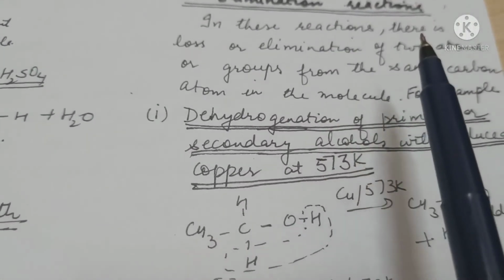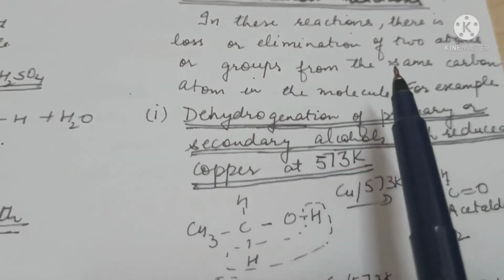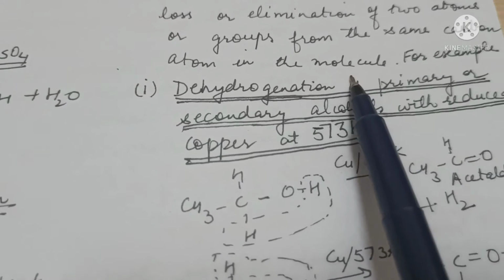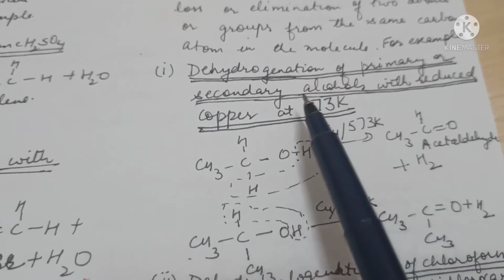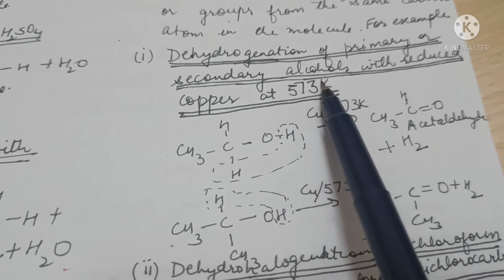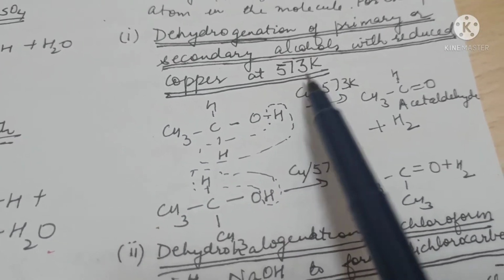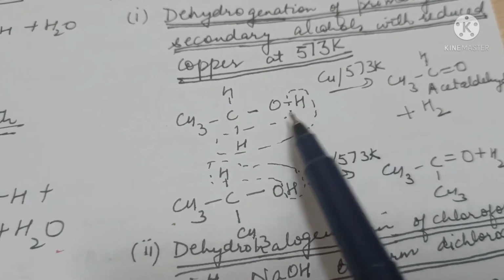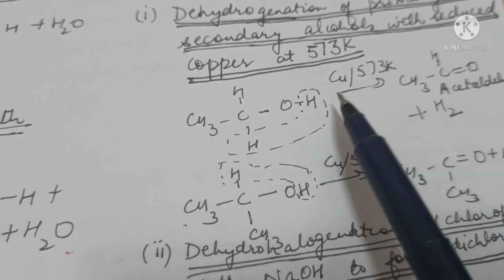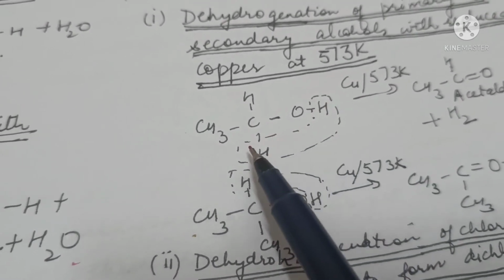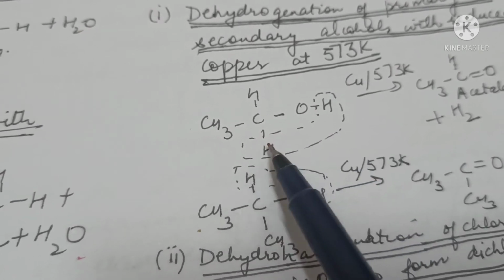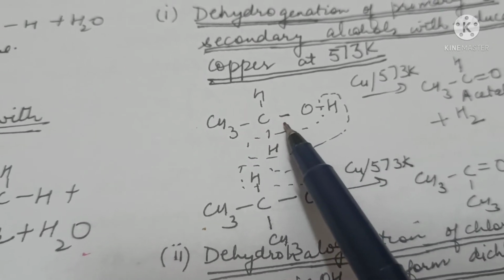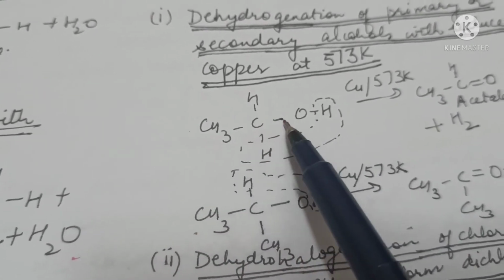In case of alpha elimination reactions, loss or elimination of two atoms or groups takes place from the same carbon atom in the molecule. For example, dehydrogenation of primary or secondary alcohol with reduced copper at 573 Kelvin. So at 573 Kelvin, when you heat an alcohol with copper, the hydrogen of the OH bond and the hydrogen attached to the same carbon atom will be eliminated. A double bond will be formed here. So CH3CH=O.